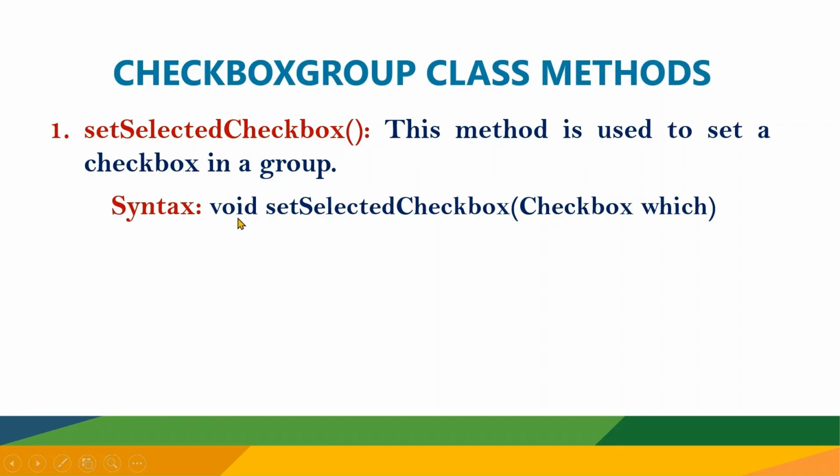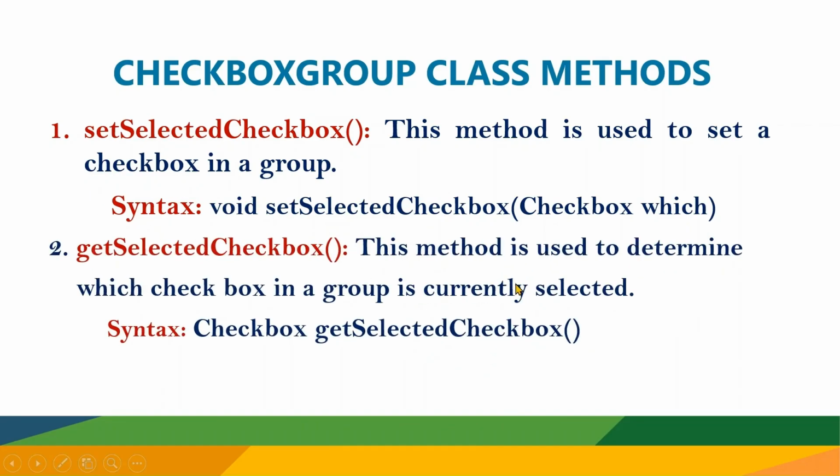Now what is the syntax? void setSelectedCheckbox, and you are giving the reference of the particular checkbox which you want to select. So whenever you want to make a particular radio button highlighted by default when you execute your application, I can write this method. Or later on also, if you want to select a radio button, you can apply this method, setSelectedCheckbox, and give the reference of the particular checkbox object.